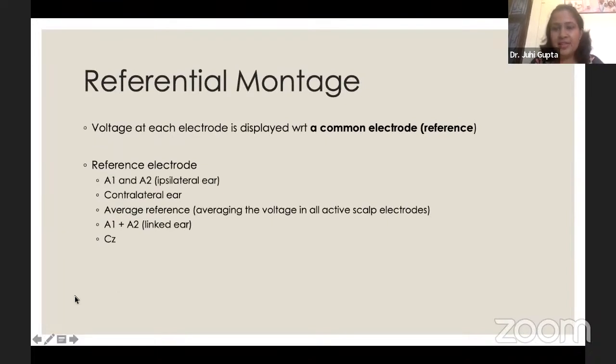So first, let's discuss what a reference montage is. In a reference montage, the voltage at each electrode is displayed with respect to a common electrode, which is the reference. The reference electrode can be A1 and A2, which is ipsilateral ear, the same side. For example, the right electrodes with the right ear, the left-sided electrodes with the left ear. Or the contralateral ear. Or a very commonly used montage is average reference, wherein you are averaging the voltage in all the active scalp electrodes. It could be a linked ear reference montage or a CZ montage.